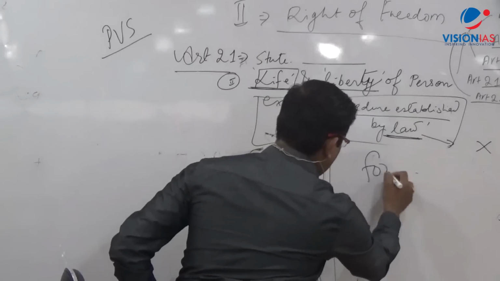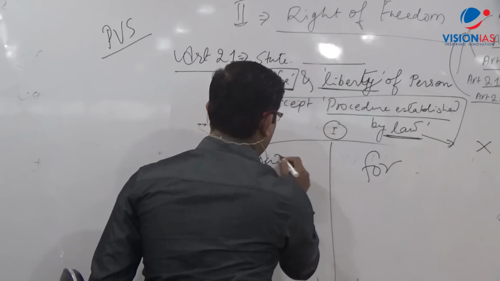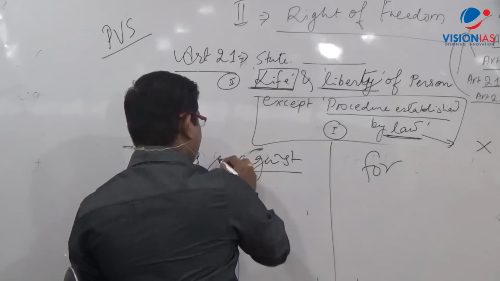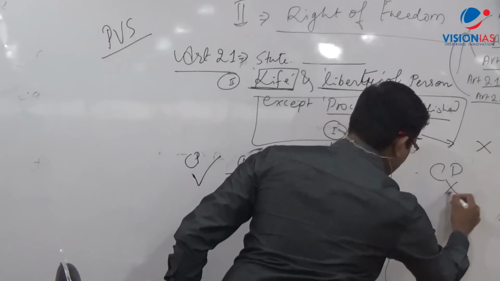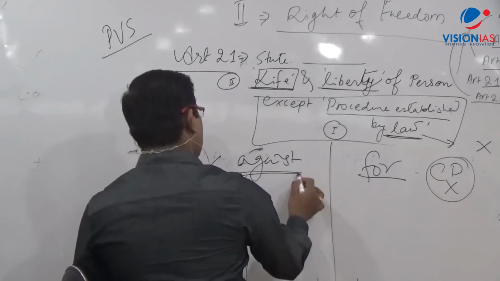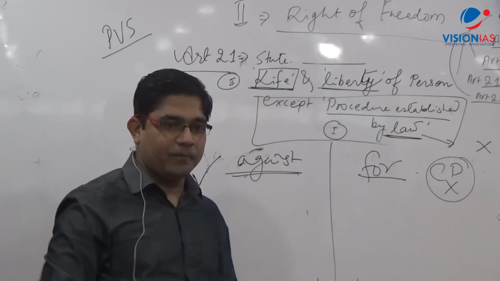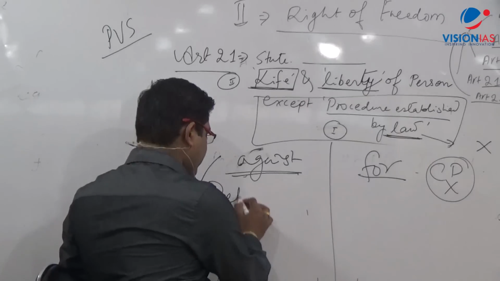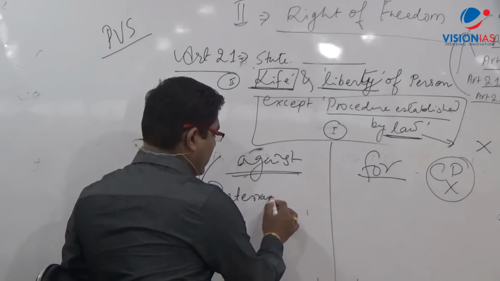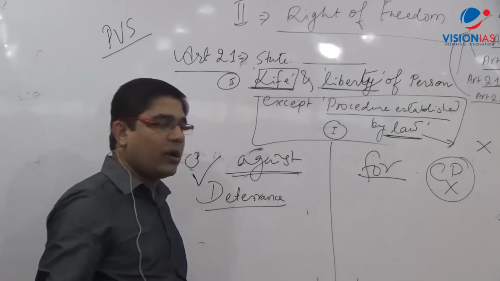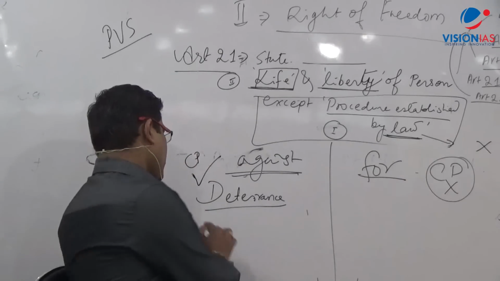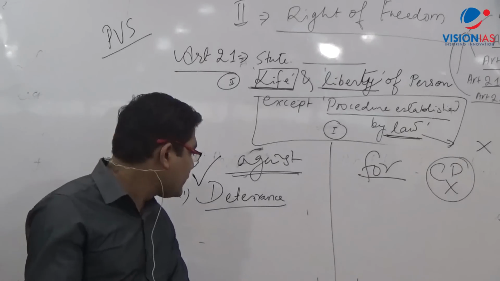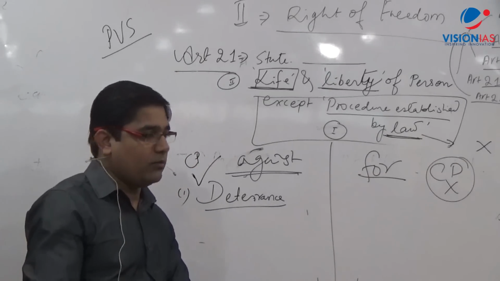Points for abolition and points against. Against means whether capital punishment should be retained, and whether capital punishment should be abolished. Yes, what are the points for? One is deterrence. That is the foremost thing: those who want to retain it say that it provides a strong deterrence for those not to commit the crime.